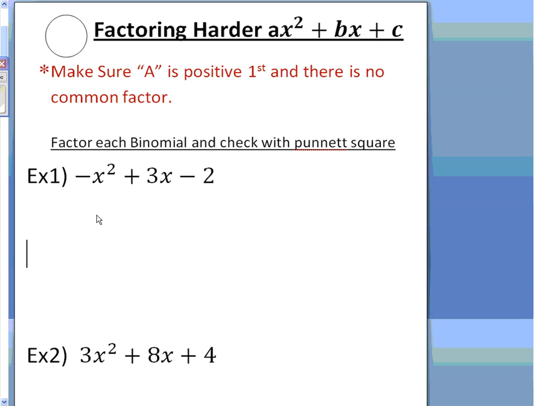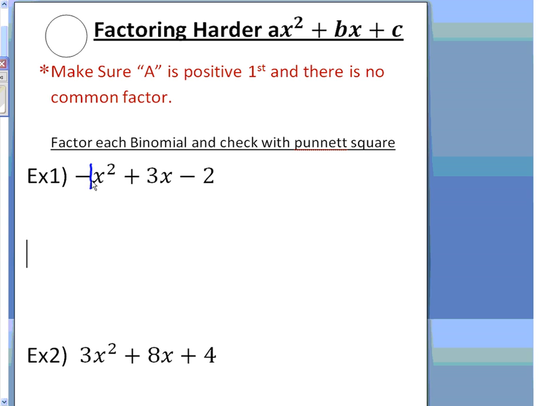We're still going to use the same idea as before, but there's a couple little things I want to point out to you. Today, what you're going to notice is that this coefficient in front of the x squared is not going to be 1. Every problem we did in the last lesson, it's been 1. And today, what you're going to find, it's going to be a negative number or some other number other than 1.